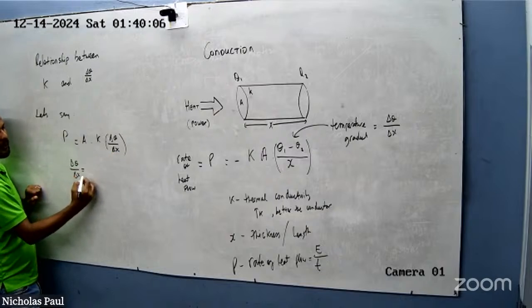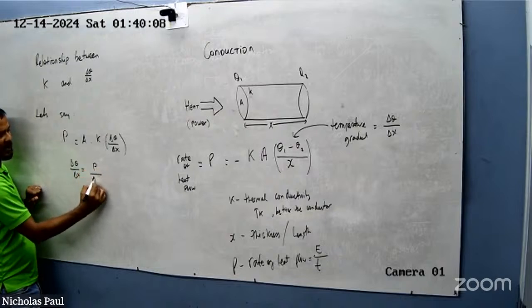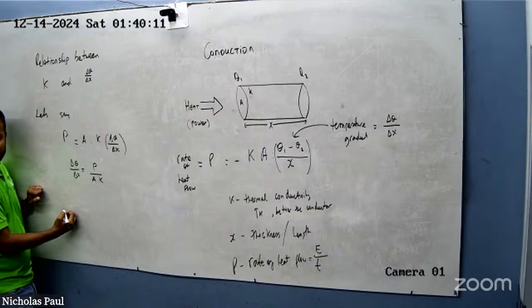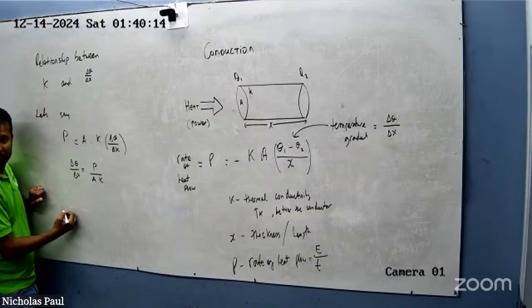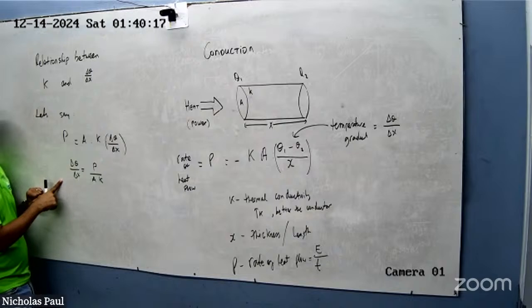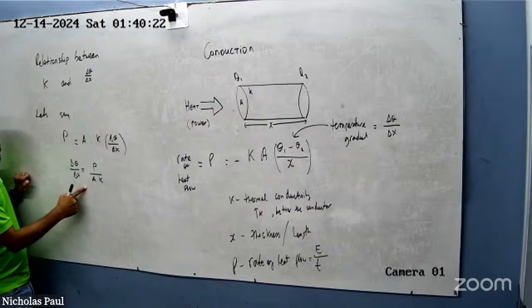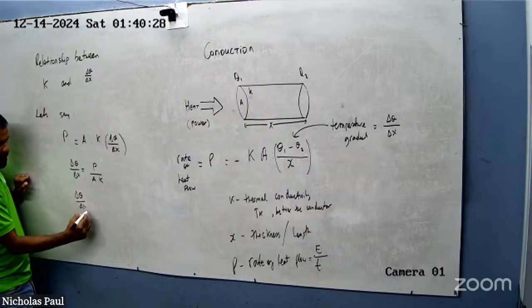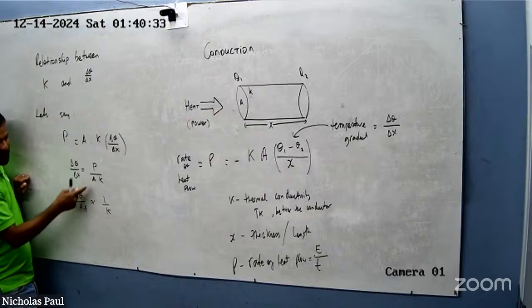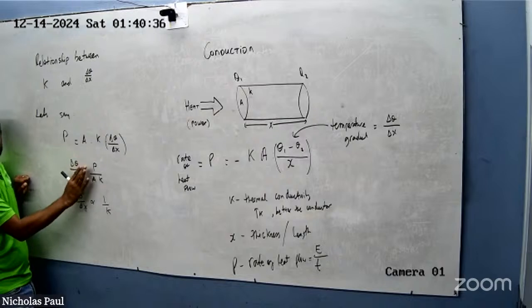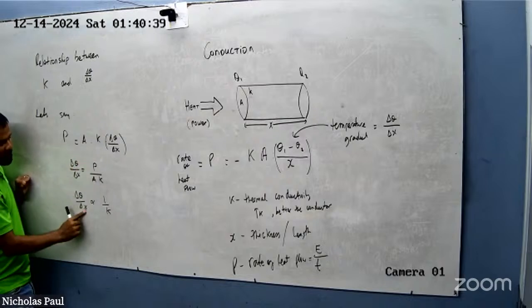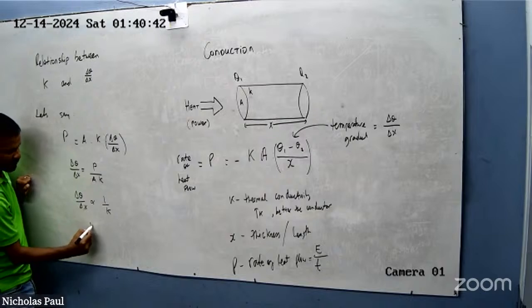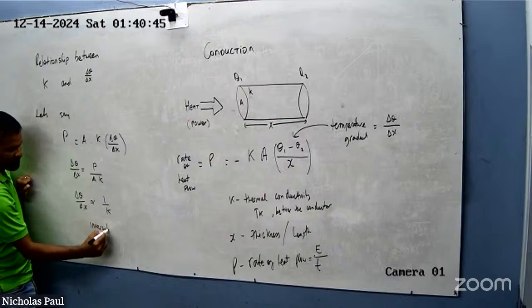What you'll get is P divided by A on K. You might understand what that will pick up here, right? Let's focus on one thing. You will recognize that the temperature gradient is proportional to 1 on K. We are assuming that these two things are constant, so it's not going to affect anything. So what we see in here is that they're inversely related.